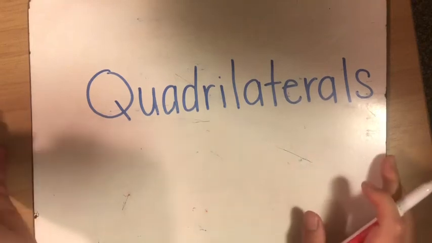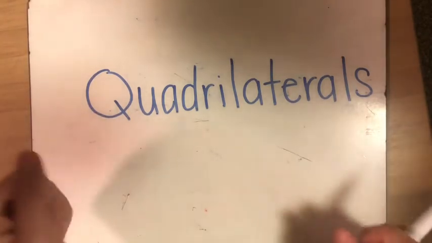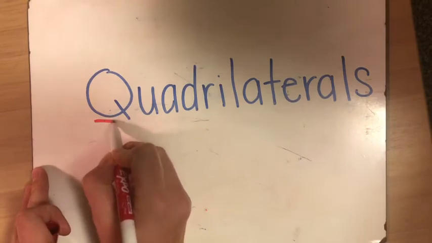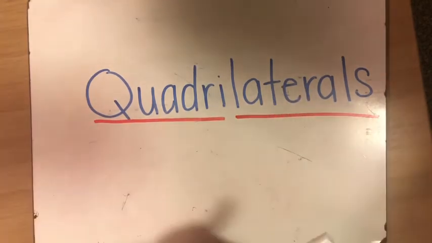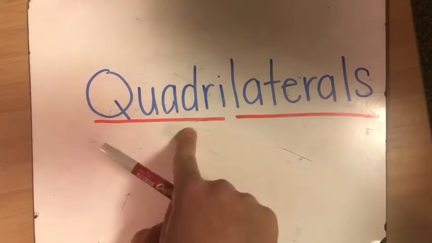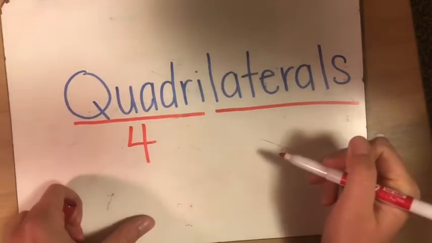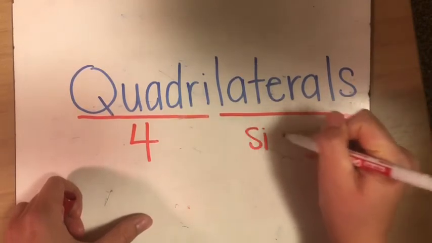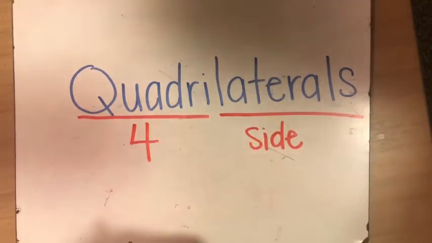This week we're going to be learning about quadrilaterals. You might be thinking, what is a quadrilateral? Well, the word itself tells you what it is. We can break this word down into two parts. We have quadri, and lateral. You might already know that the prefix quad means 4. And we learned last week that lateral means side. So a quadrilateral is any shape that has 4 sides.